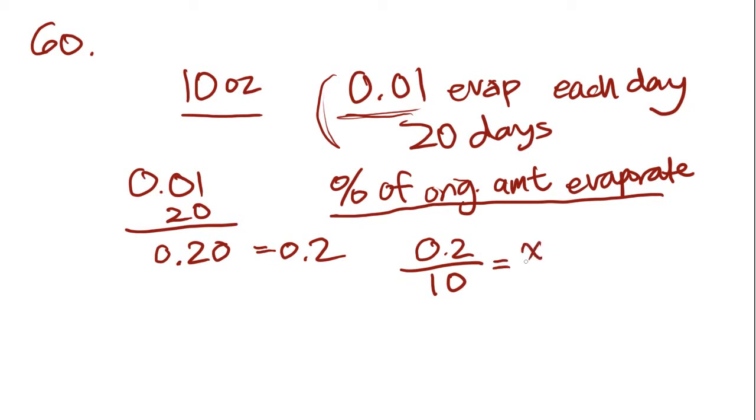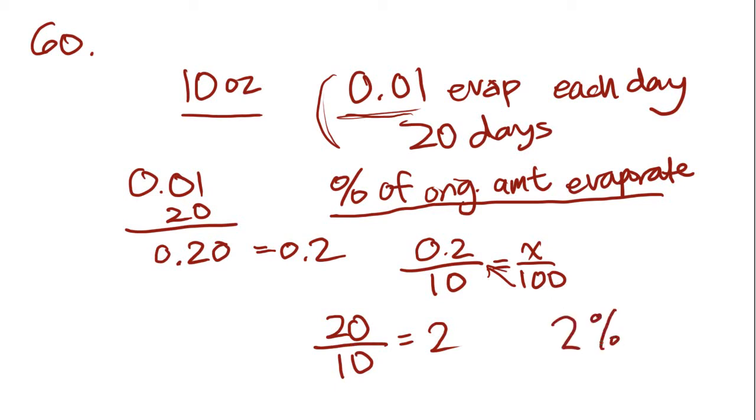So that's equal to x over 100. Then we just cross multiply, and we are left with, let's see here, what are we left with? We're left with 20 over 10, and that is equal to 2, also known as 2%, since it's 2 over 100. And 2% is answer choice, what is it? It is answer choice D. Where's the cursor? Aha. Answer choice D.